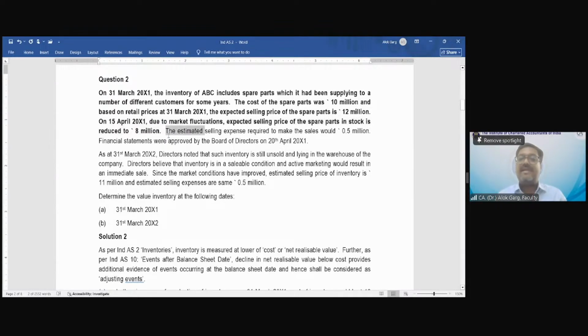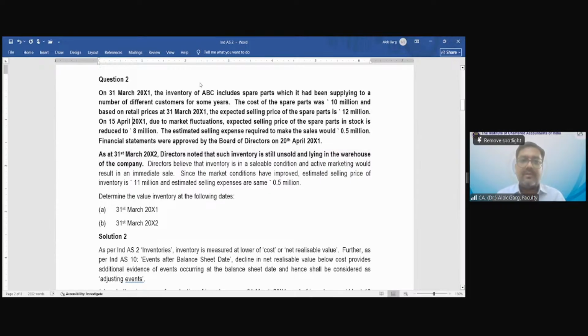The estimated selling expense is also given. The estimated selling expense required to make the sales would be 0.5 million, and the financial statements were approved by the board of directors on 20th April 20X1. As at 31st March 20X2, directors noted that such inventory is still unsold and lying in the warehouse of the company. Okay.